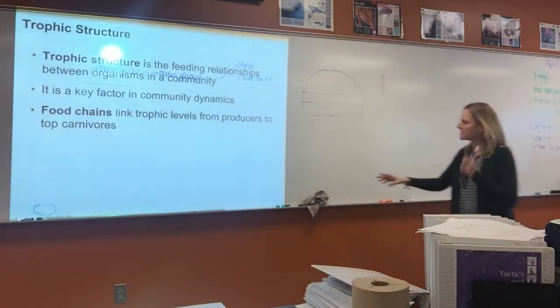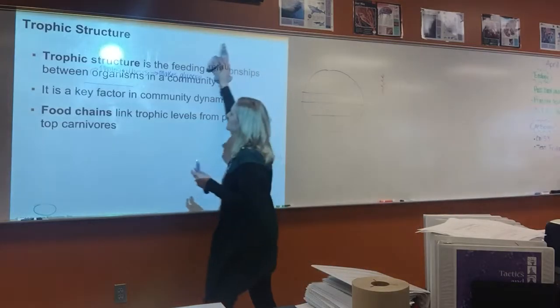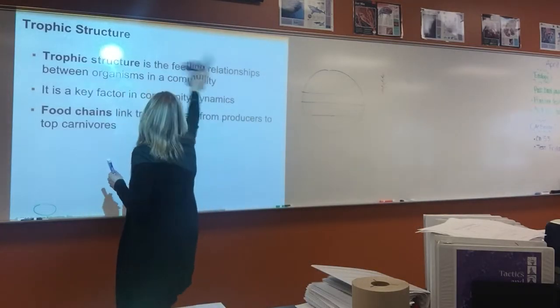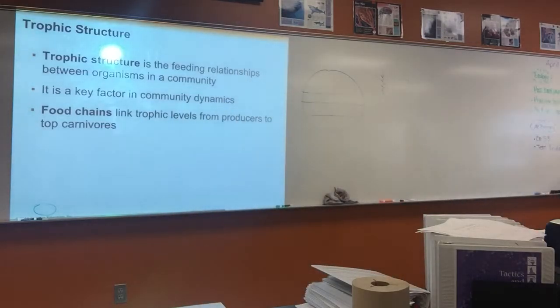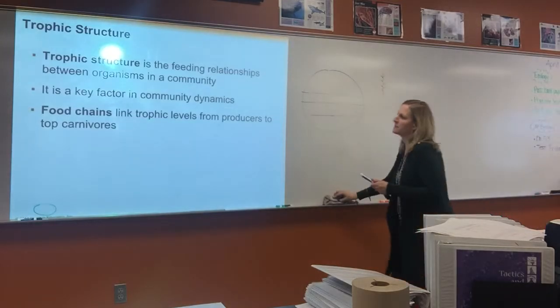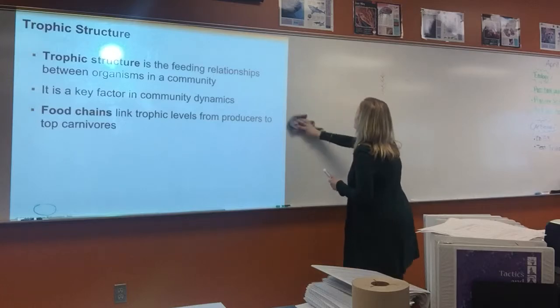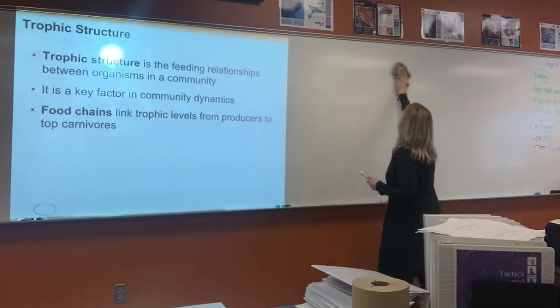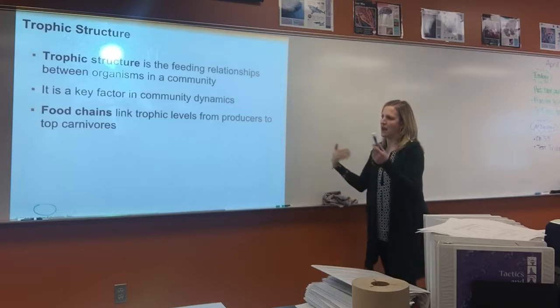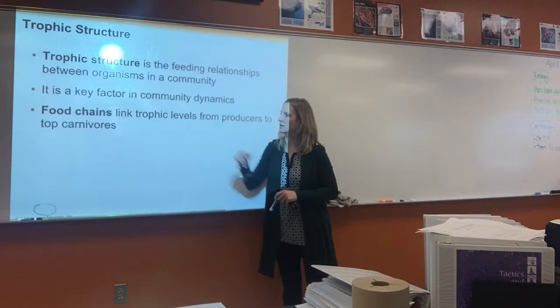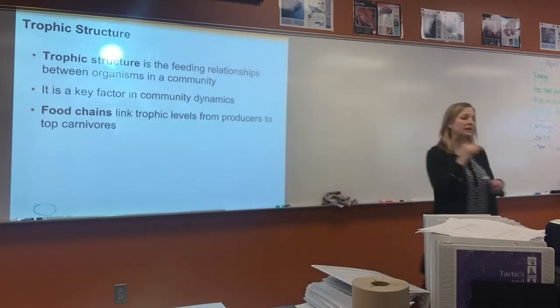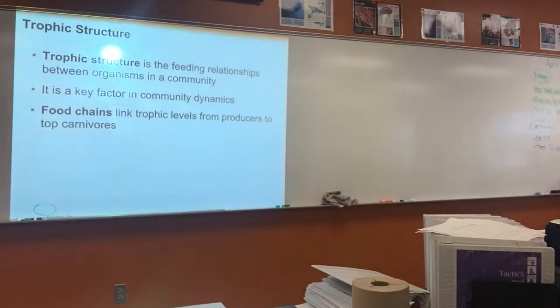All right, so then the second thing in looking at communities, besides the diversity, is their feeding relationships, and this is called trophic structures. The feeding relationships between organisms in a community. It's a key factor in community dynamics and how the organisms interact. So the basic look at this is making what's called a food chain. Food chains link trophic levels from producers to top carnivores.